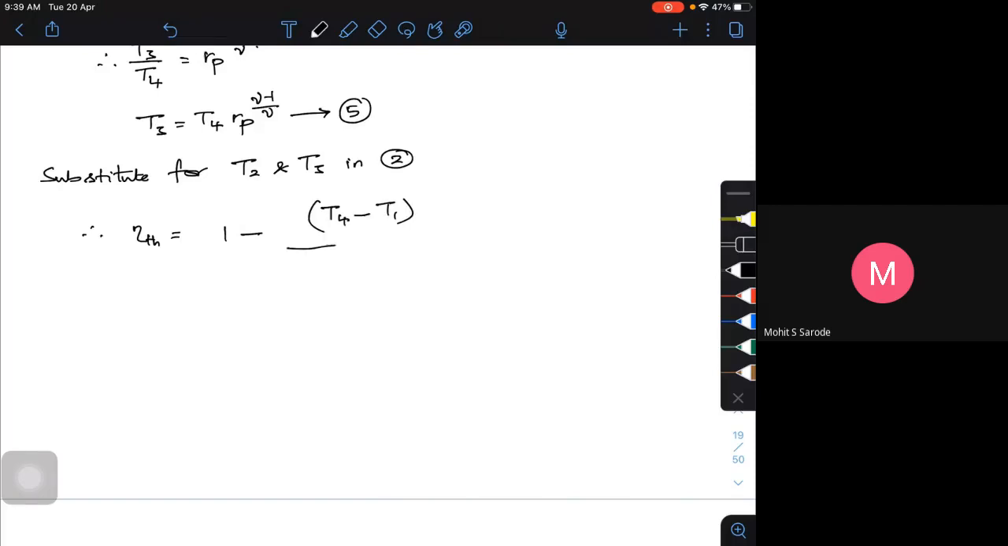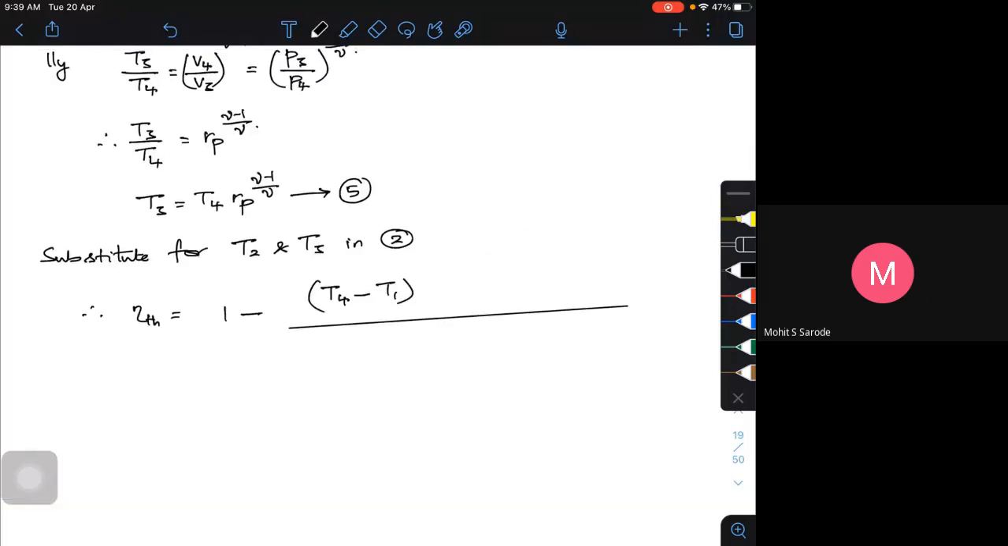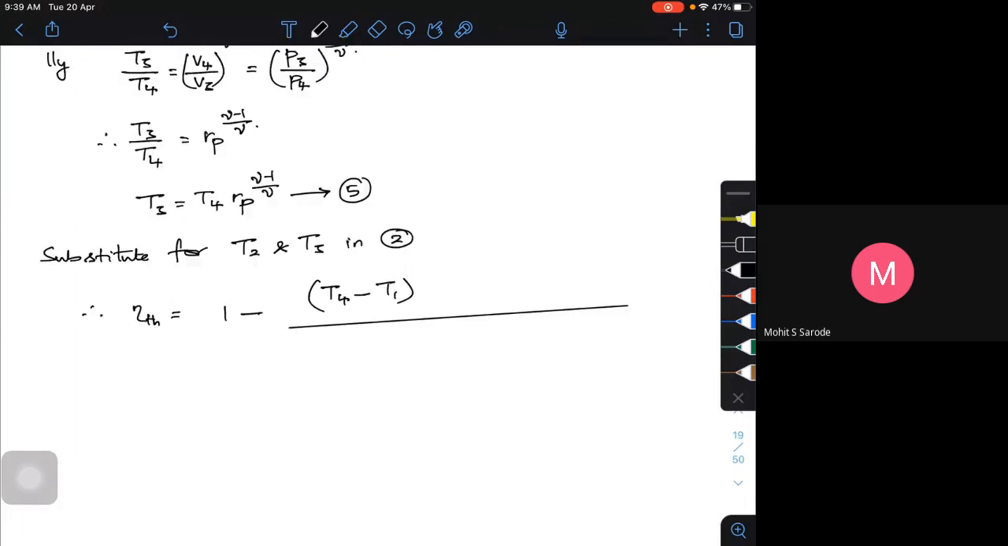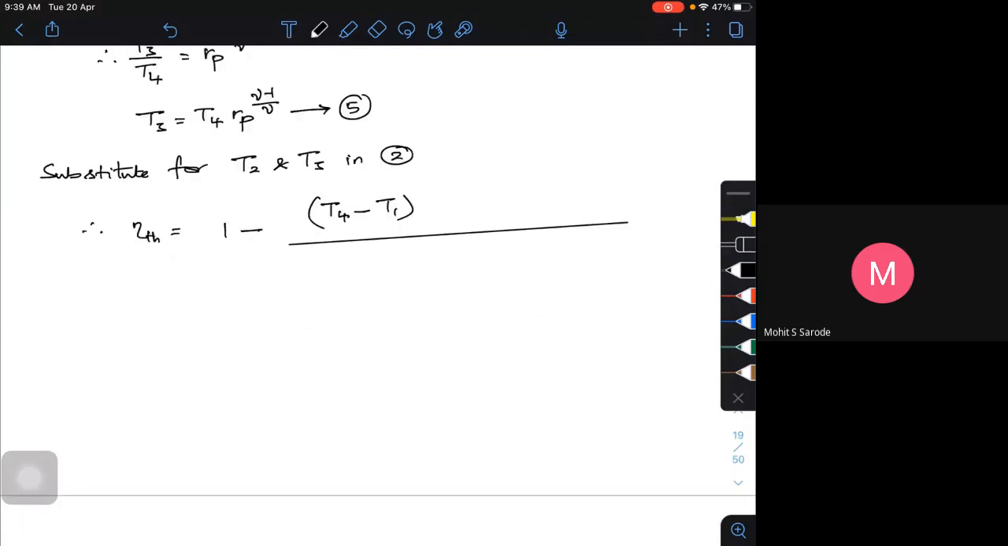In the denominator, first I will write for your T3, then I will substitute for your T2. So I can write it as T4 into Rp to the power of gamma minus 1 by gamma, minus T1 into Rp to the power of gamma minus 1 by gamma.